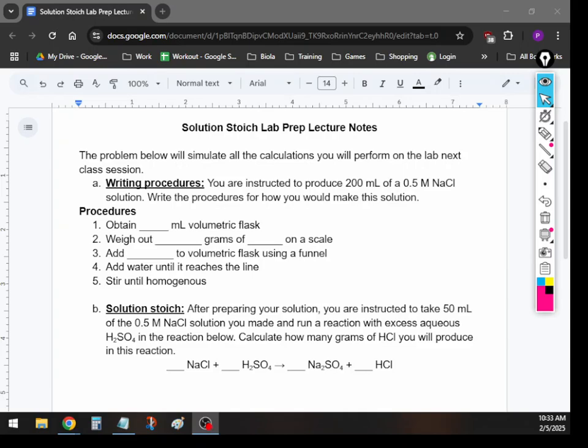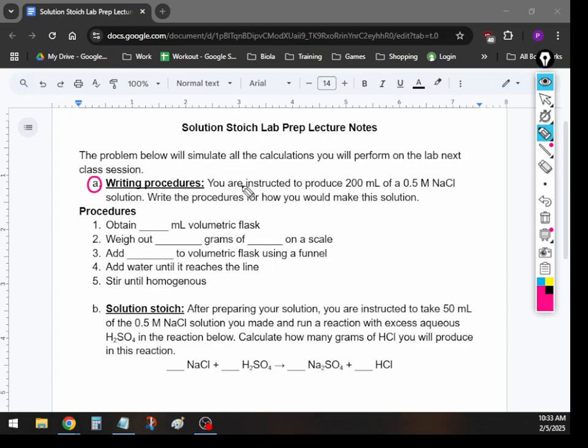All right, so like I said, today we're going to be going over the calculations that we'll be doing for our lab next week. And it's all stuff that we've learned before. So the first part of the lab calculation will be writing procedures. You're going to have to make a solution inside of your lab next week, and so let's go over how to do the calculations for that.